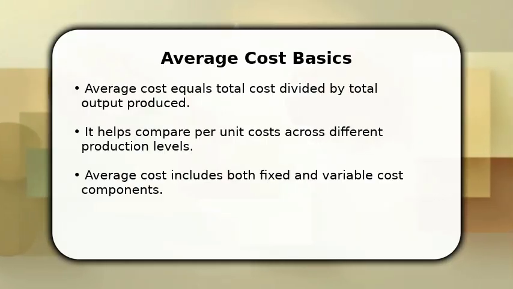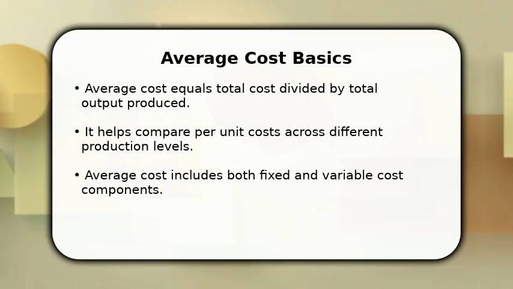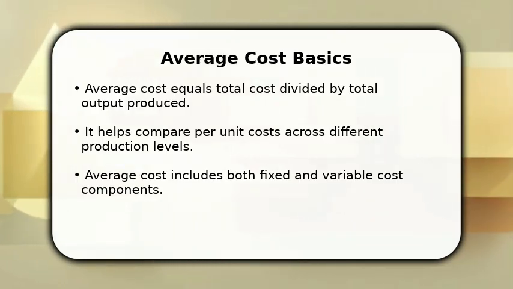In this video, I will explain what is average cost in economics. Divide total cost by output to compute average cost. I will walk you through examples, show how fixed and variable costs influence the curve, and explain why average cost matters for pricing and production decisions.